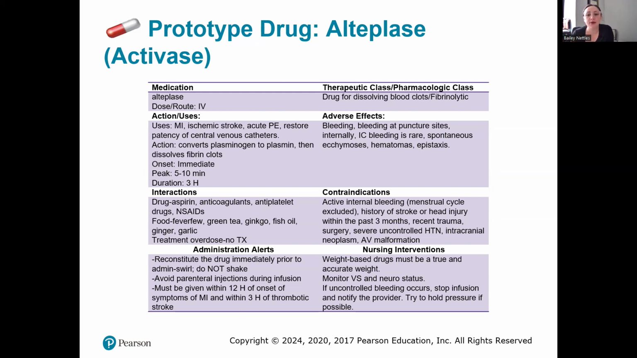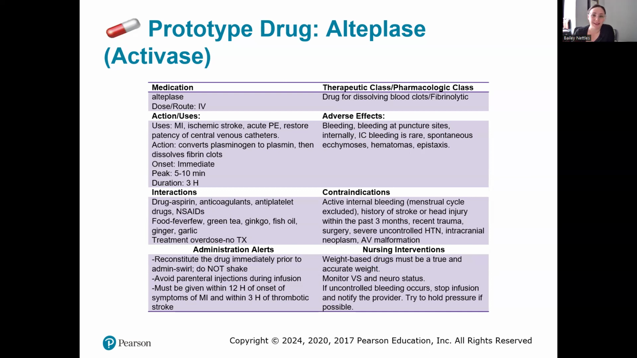Obviously we avoid the 3 Gs, garlic, ginkgo, and ginger, as well as feverfew, green tea, and fish oil, because they extend bleeding. There's no overdose treatment. Once you start bleeding and you're bleeding too much, it's too late. We will try to stop it. We will stop the infusion, but otherwise there's nothing.